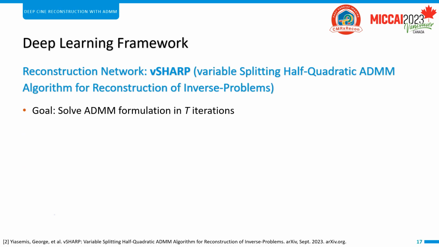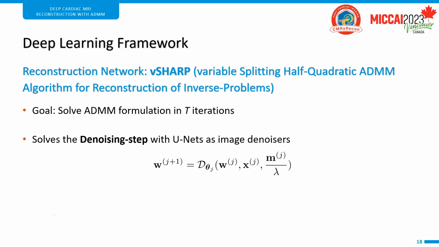In our deep learning framework, we've integrated the variable splitting half-quadratic ADMM algorithm for reconstruction of inverse problems, or V-SHARP for brevity. The objective of V-SHARP is to iteratively solve the ADMM formulation we've discussed in previous slides within T iterations. For each step in V-SHARP, we employ distinct deep learning-based models as image denoisers, dedicated to solving the denoising step. In our work, we effectively used the UNet architecture for this purpose. To be more precise, we utilized 2D UNets for the 2D reconstruction and 3D UNets for 2D dynamic reconstruction.